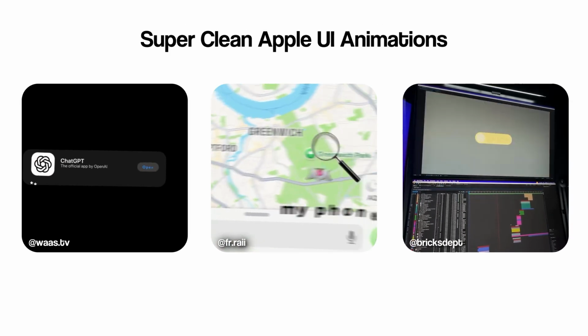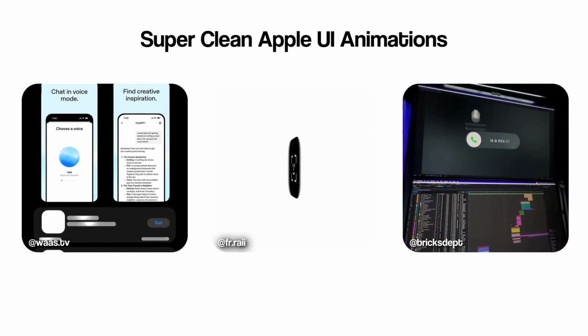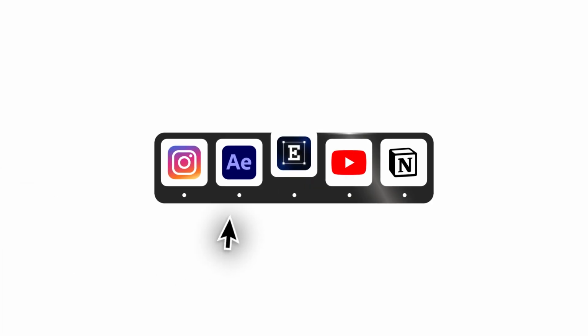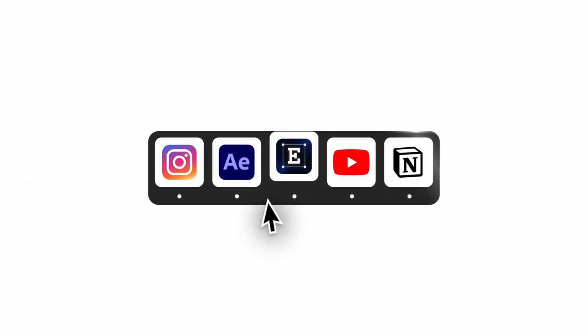Maybe you're just like me. You've seen those super clean Apple style animations all over social media and thought, how do they make it look so smooth? Today I'm going to show you exactly how to make this smooth Apple UI taskbar animation. And the best part, we're doing it in under 10 minutes, right in After Effects. I'll walk you through every step from designing to animating.